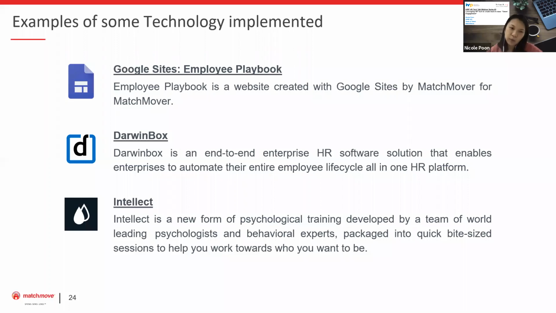The next one will be Darwin Box. We implemented this year. It's our new HRMS for automated employee lifecycle engagement and management. Lastly, there's one more, Intellect. It's a step we took to show employees that we care as an employer. Intellect provided a platform to engage with employees through psychological training and personal improvement.